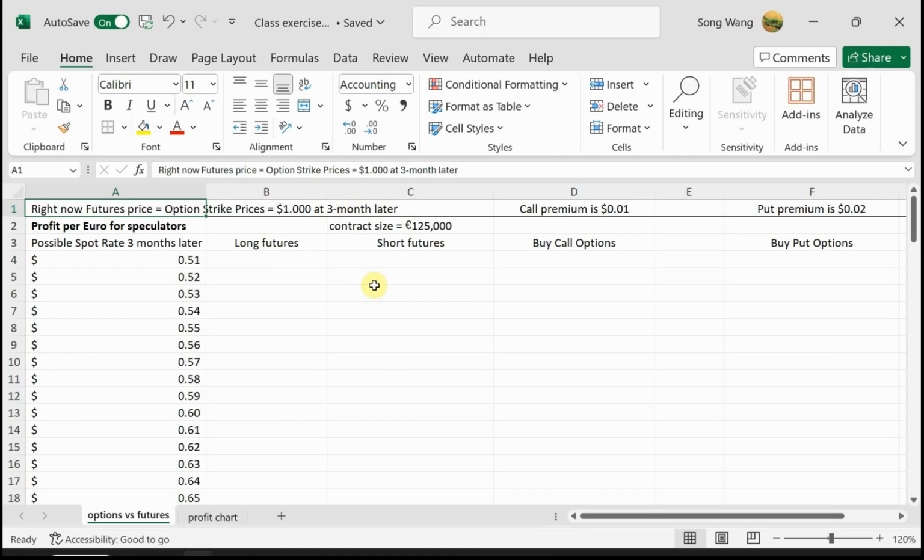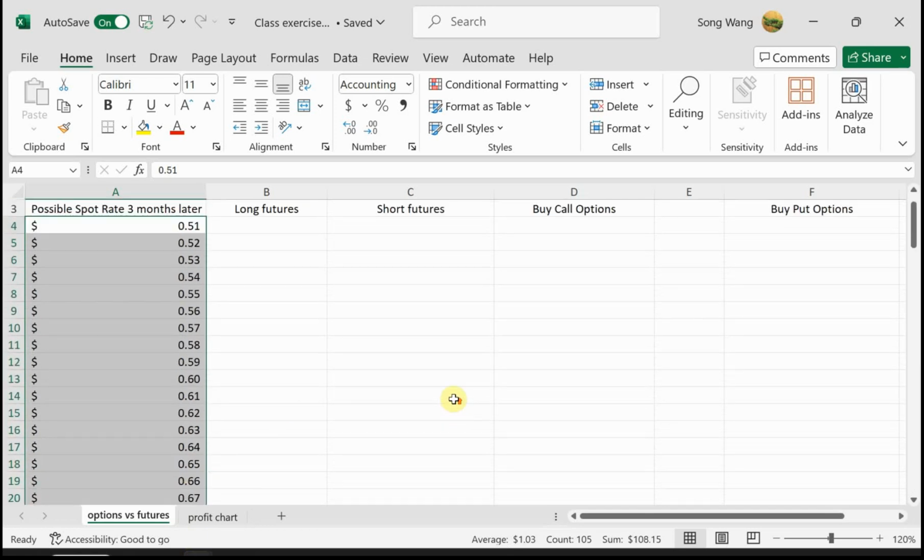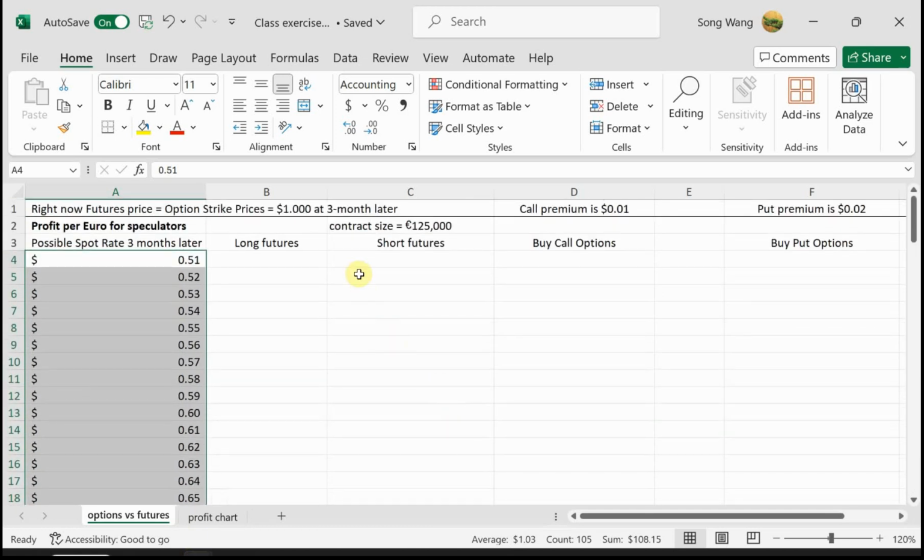But the whole world is changing, and there are various factors that could affect the possible rate in the future. So here I developed a series of possible rates for the euro prices ranging from $0.50 to $1.55. Whether you should take a long position or short position, or buy a call option or buy a put option, really depends on your speculation.